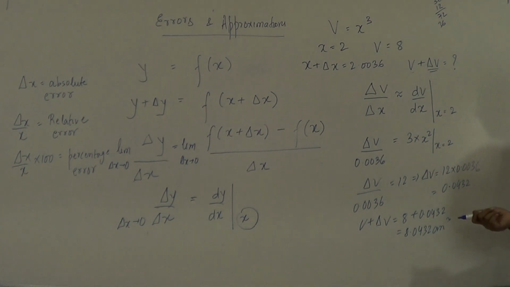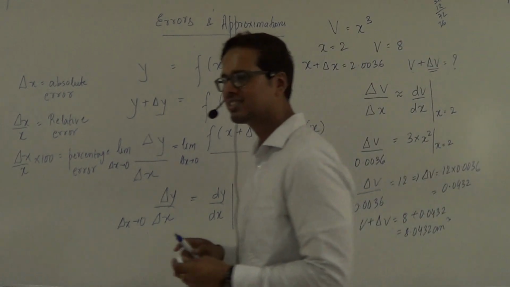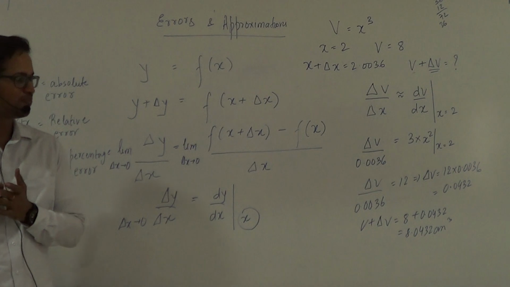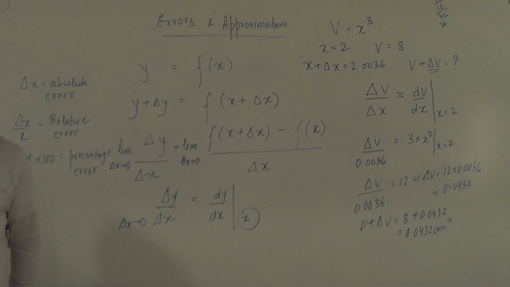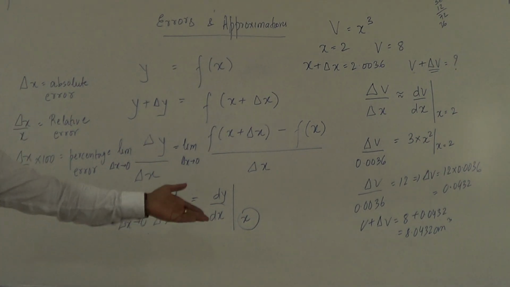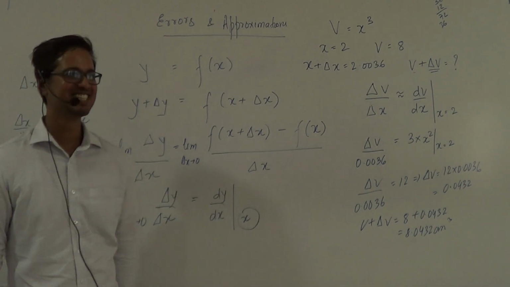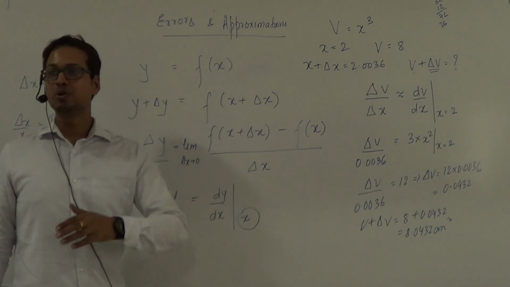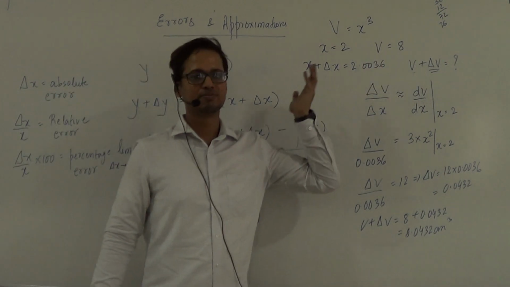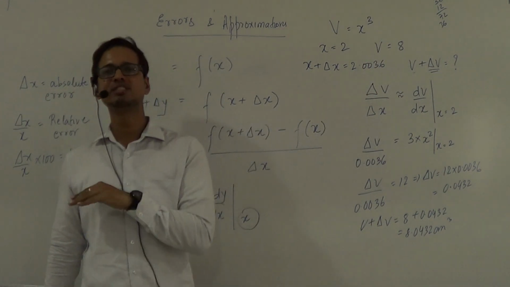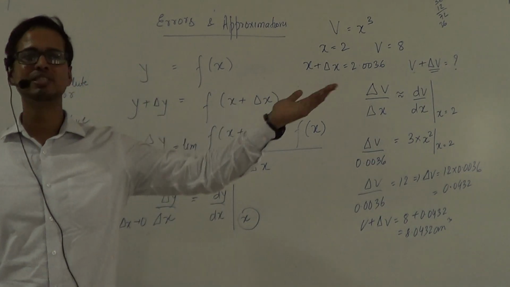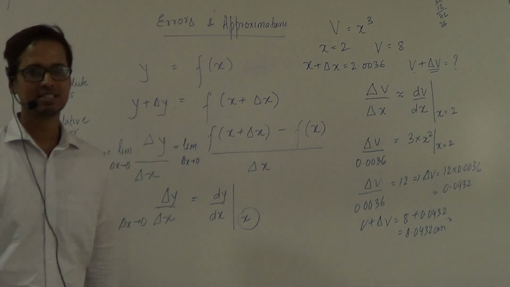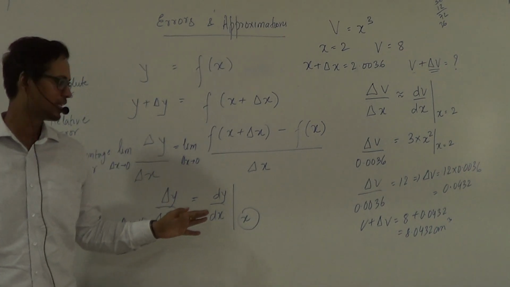Okay. By the way, I would request you to take out your calculator if you have and just check if I do just 2.0036 whole cube, how close am I to the answer? Very close. How much is it? How much is the actual? 8.043277. See, it's almost very close, right? And you will be more close had this error been very, very small. As the error approaches 0, delta v by delta x will approach dv by dx. Is the idea clear? Okay.